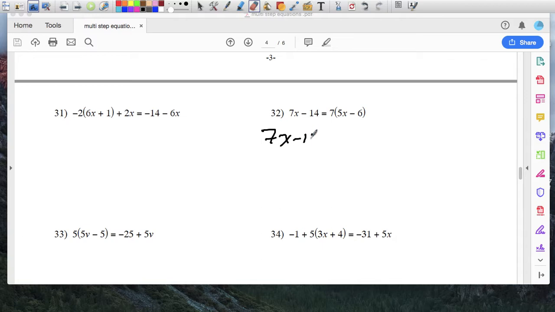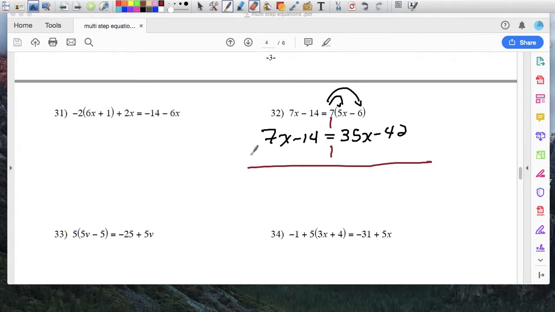7x minus 14. We're going to apply the distributive property over here. 7 times 5 is 35x. 7 times 6 is minus 42 because this is positive and that's negative. Combine like terms? Nope. Let's get rid of the small guy this time.